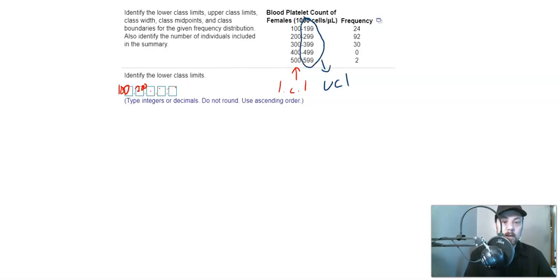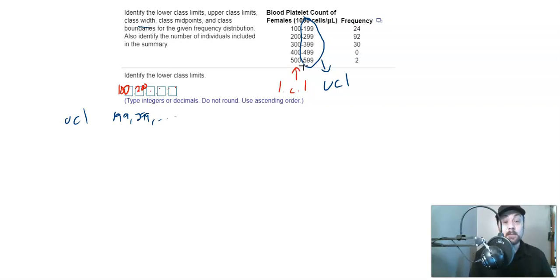So these are the upper class limits, which I will abbreviate UCL. Those would be 199, 299, et cetera, for the upper class limits. Next, the class width. It's kind of weird because in the book they do the class width last, but even in the homework, they ask you for this value now, because it's useful for doing the next two problems.